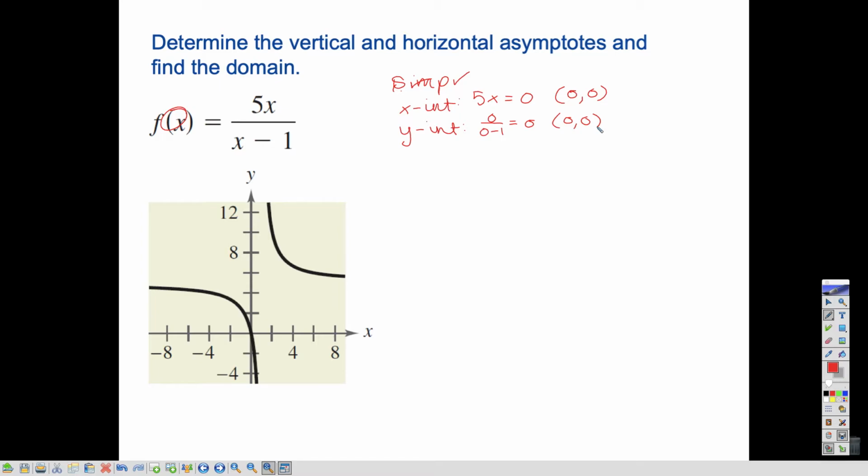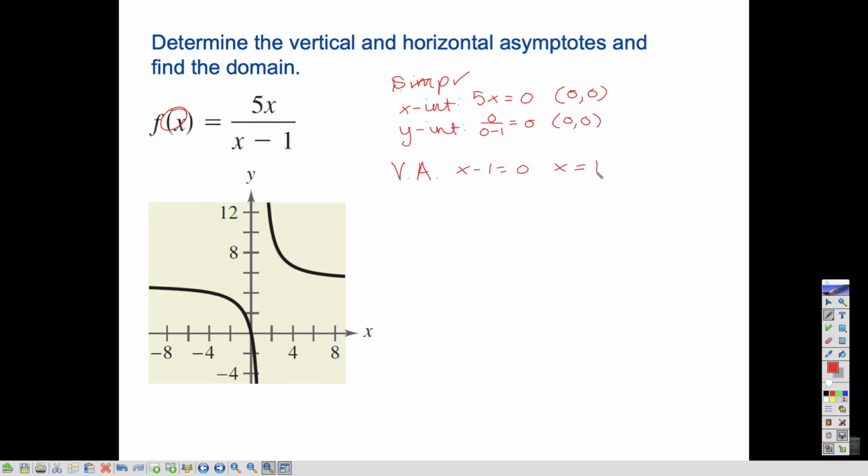Okay, so I have simplified, found my x-intercept and my y-intercept, and I have the graph. Do I have an x and y-intercept at (0, 0)? Yeah. Okay, now I need my vertical asymptote. How do I find the vertical asymptote? Set my denominator equal to 0. So my work would just be x minus 1 equals 0, so x equals 1. Again, that's all the work I need.